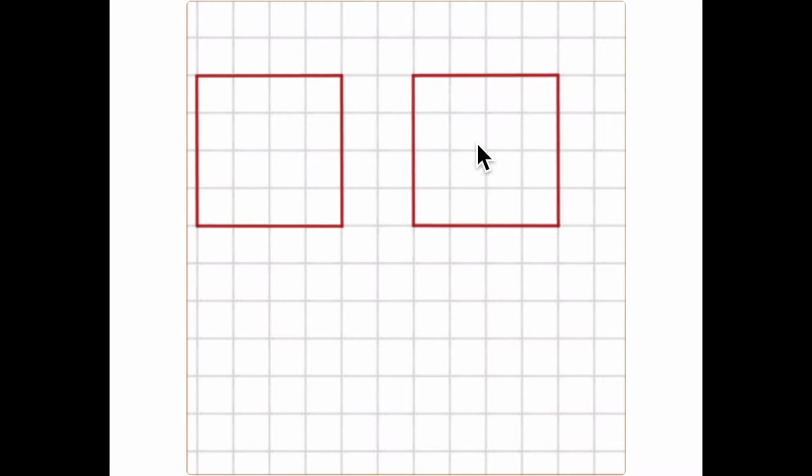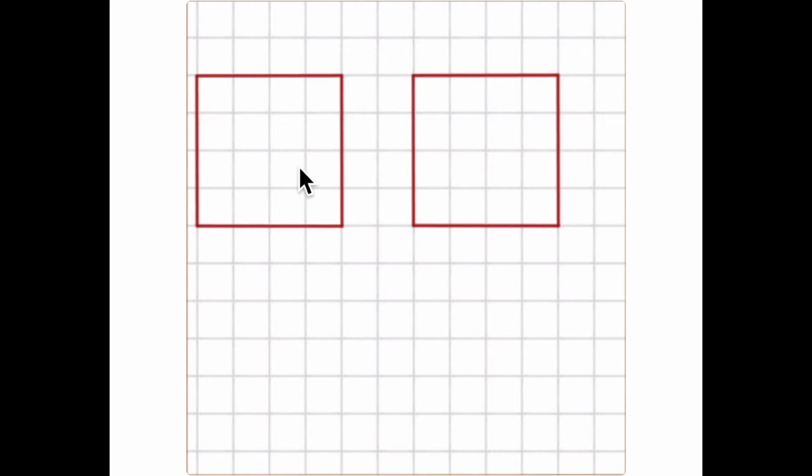So here are 2 squares. Each square has an area of 1 square unit. Now they are divided up into 16 smaller pieces, or 16 smaller squares, but what I want you to think about is that the area of this square is 1 square unit, and the area of this square is 1 square unit. So this length is 1, and this length is 1.